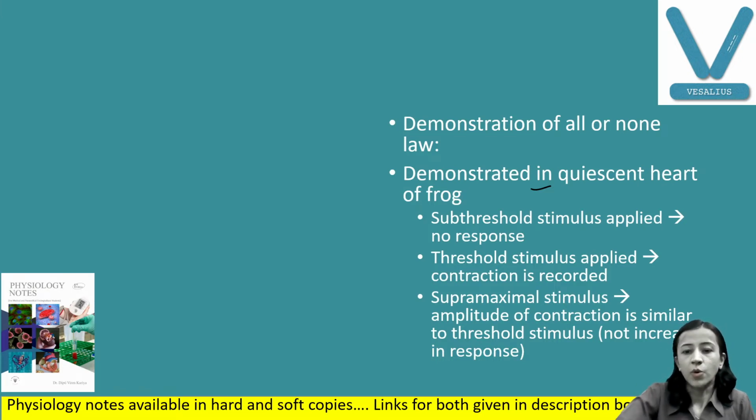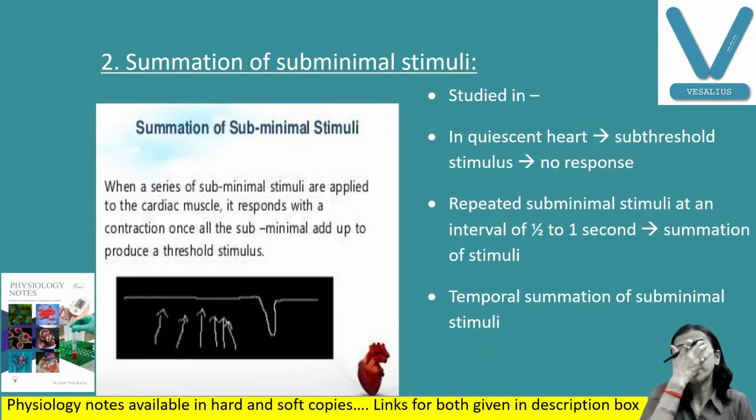Now, the second factor that affects myocardial contractility is summation of subminimal stimuli. When subminimal stimuli are applied, they get summated. This is also studied on the quiescent or resting heart. You can see here, a subthreshold stimulus does not produce any response, but when these subthreshold or subminimal stimuli are given at intervals of half to 1 second, they get summated and you will get a summated response. This is known as temporal summation, summation of time.